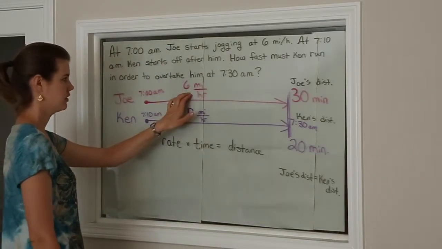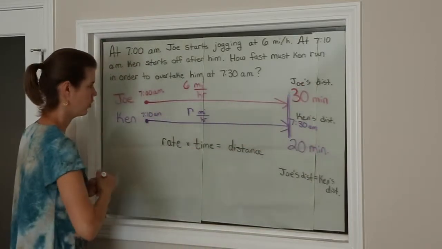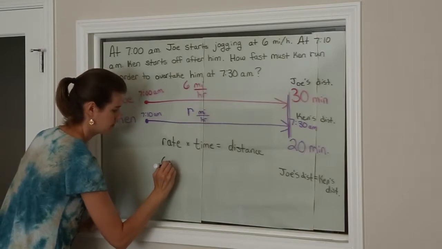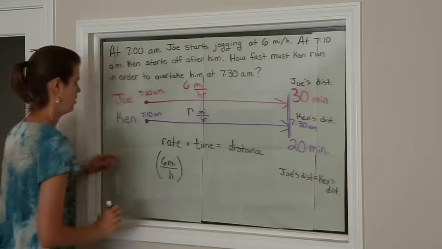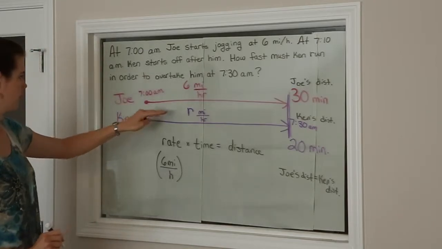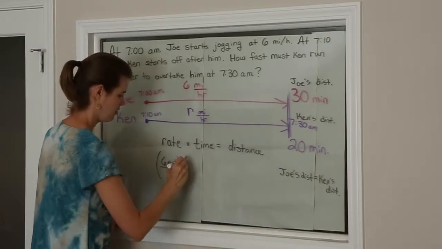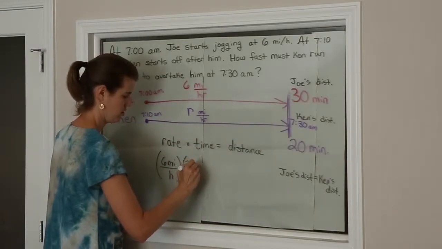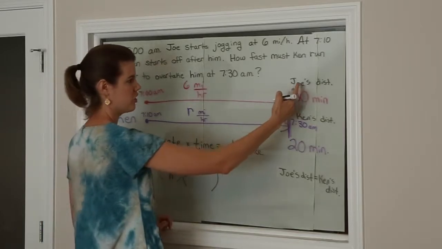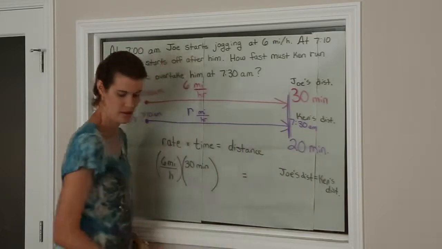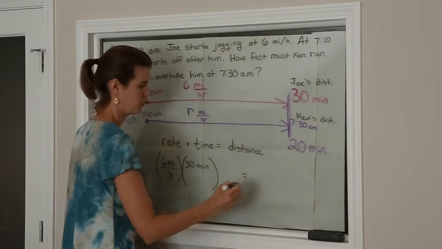Well, rate times time should give us Joe's distance. So we've got 6 miles per hour. We're finding Joe's rate, 6 miles an hour, times Joe's time. Joe's time is 30 minutes. Now we are wanting to come out with Joe's distance. And for distance, we're going to end up with miles.